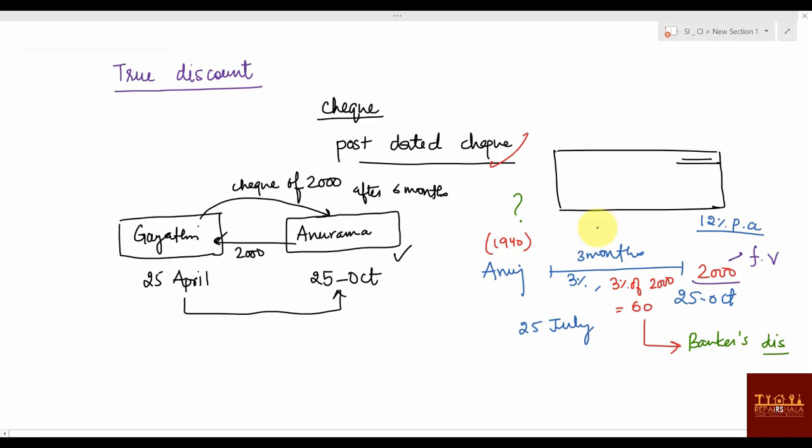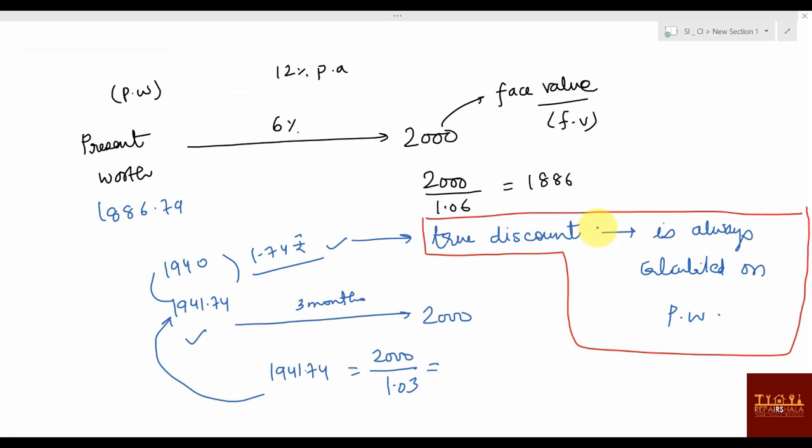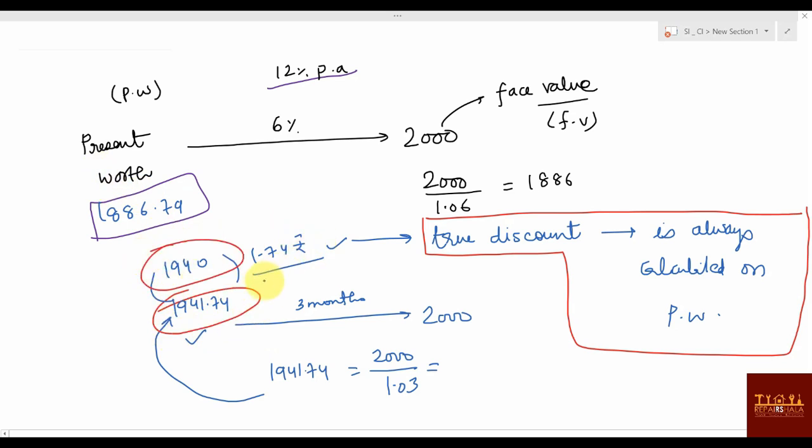Now, after this, the question arises: what is my profit? For that profit, I told you. Suppose some present worth was there, and at 12% per annum, in 6 months it is becoming 2000 rupees. So what is the present worth? You got to know that it will be 1886.79, right? But what do we need 3 months before? What I want to know is the worth of that money. I'm giving 2000 rupees, no? So what will be the worth just 3 months before? I got to know that the worth will actually be 1941.74. But how much have I given? Only 1940. So how much profit am I making? 1.74, and this is what is called true discount.